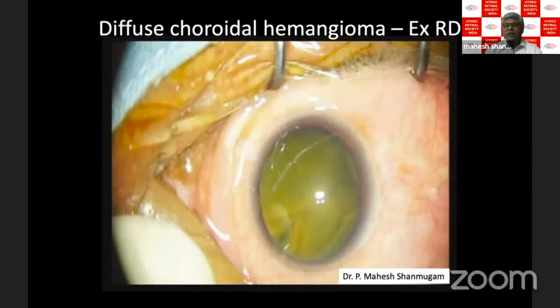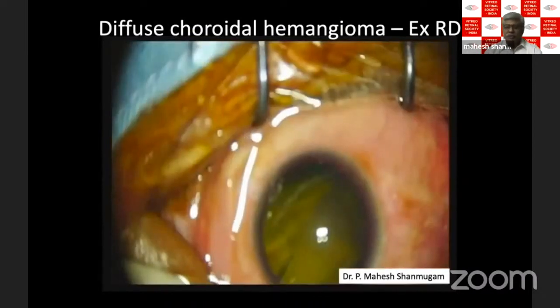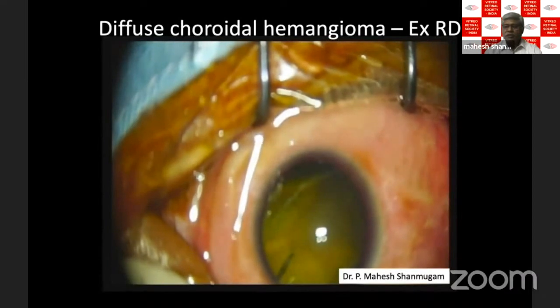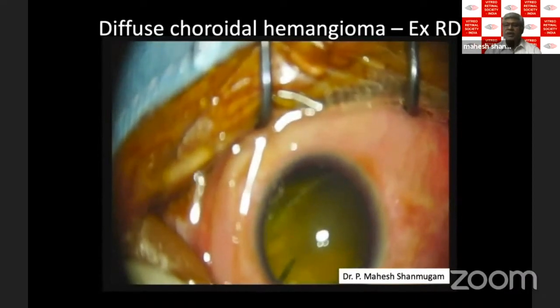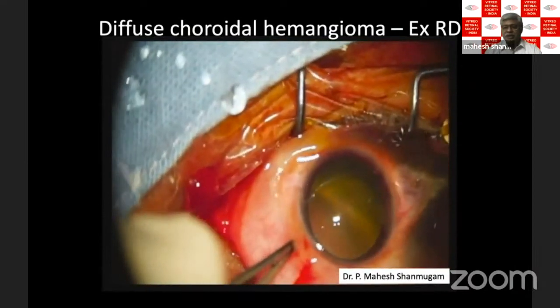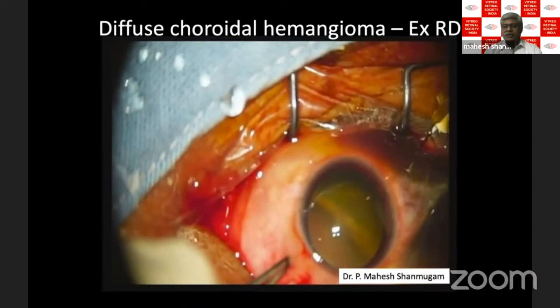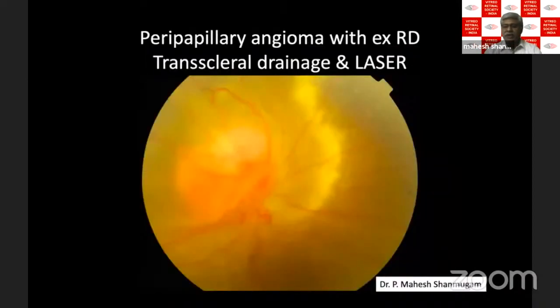You see one needle in the inferior temporal quadrant, which is a 26 gauge needle connected to an open syringe. So inject, and the fluid in the subretinal space is drained with the needle in the inferior temporal quadrant, and this is a transconjunctival drainage. The patient had some amount of subretinal hemorrhage also. That is why you see it in the subretinal space. This is a kind of blind technique, but you can do it as a visualization technique in this video.